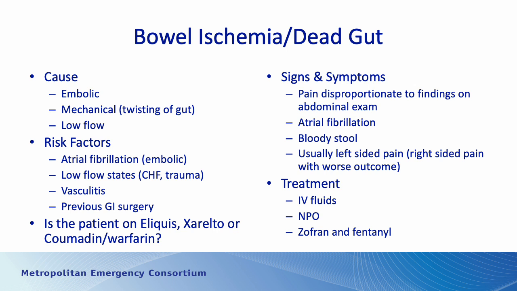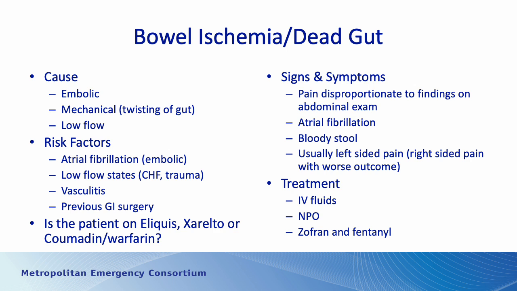So the key diagnostic finding for us before imaging is, does their pain seem out of proportion to the abdominal exam? These patients can be miserable, but if you evaluate their abdomen, it may not be that tender, may not be that distended. That for us is a concerning symptom, and we worry about ischemia, especially if they have atrial fibrillation. They may also have some bloody stool because the gut, as it starts to become ischemic, can bleed. And they tend to have left-sided pain with their gut ischemia, although if it's right-sided, they tend to have worse outcomes. I don't have a good explanation for that. I presume it's because of the way the gut is supplied from a vascular perspective.